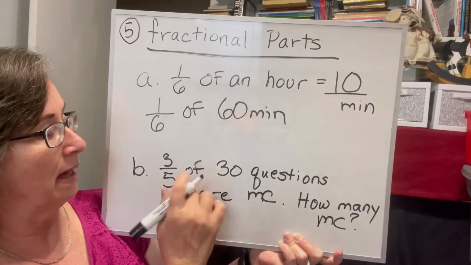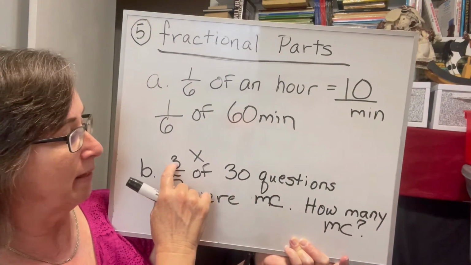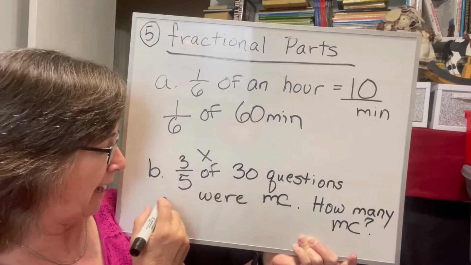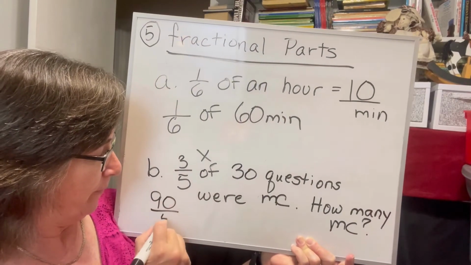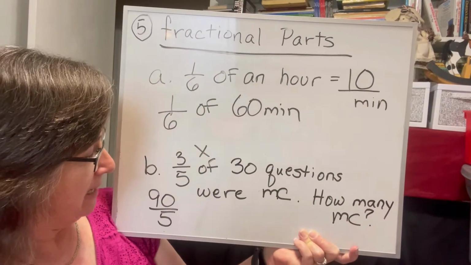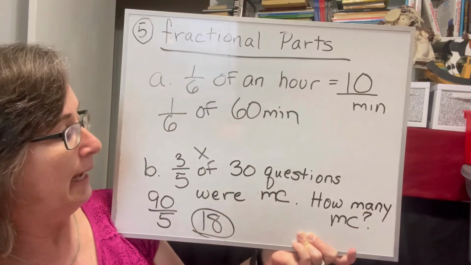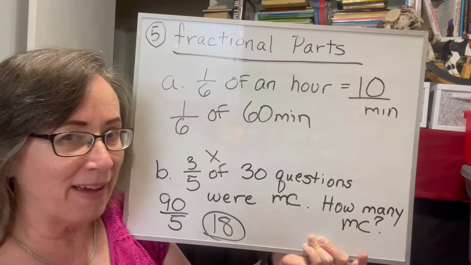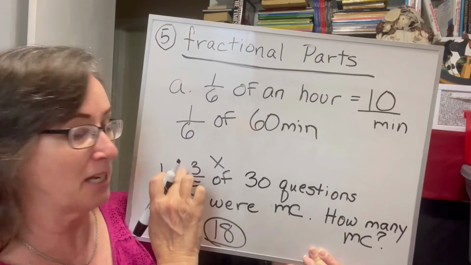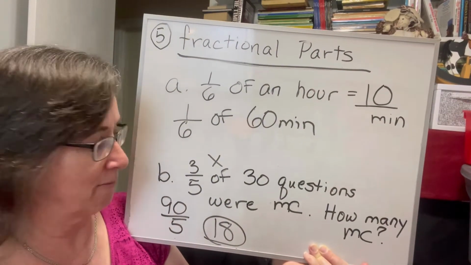Okay, remember that the "of" means times. So we could multiply 3 times 30 and get 90 and divide 90 by 5. That would be one way to do it. Okay, we might have to get out our thinking caps to do that. But 90 divided by 5 is 18. Or we could do it a little bit faster. 30 divided by 5 is 6. 6 times 3 is 18. I didn't have to think about that one.